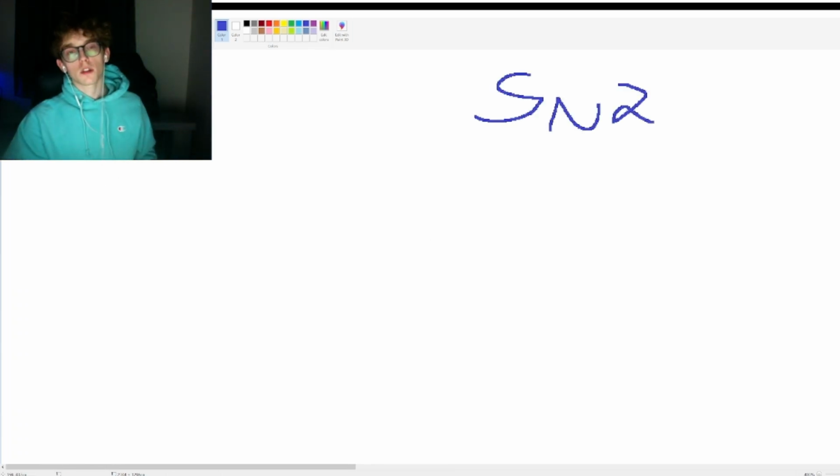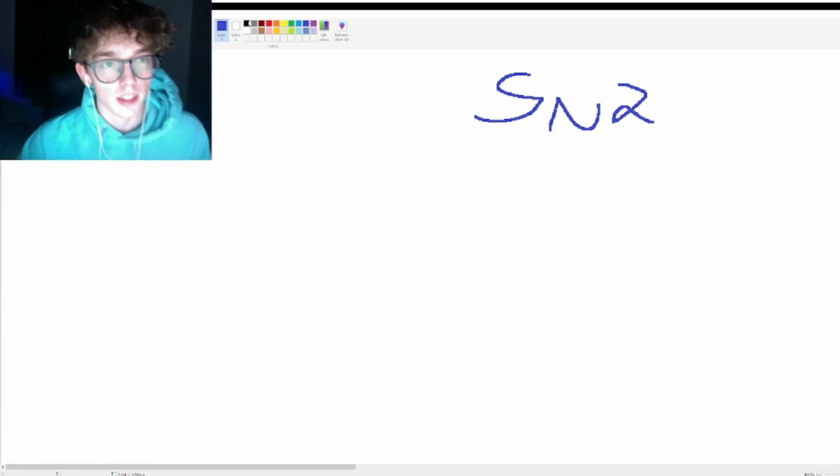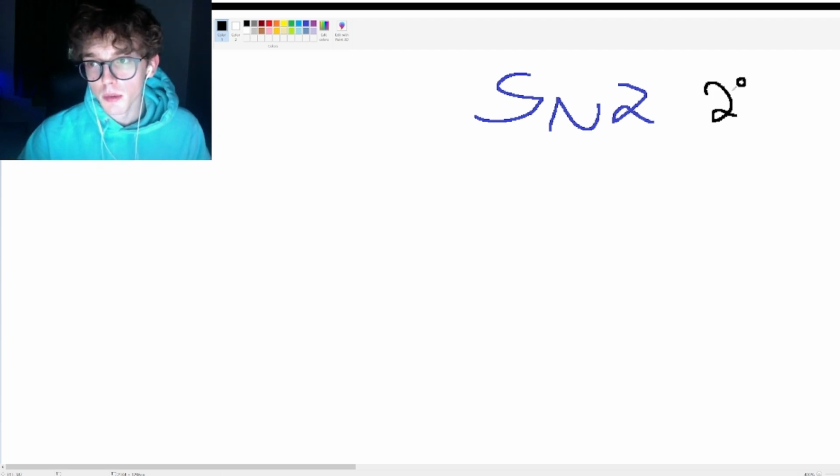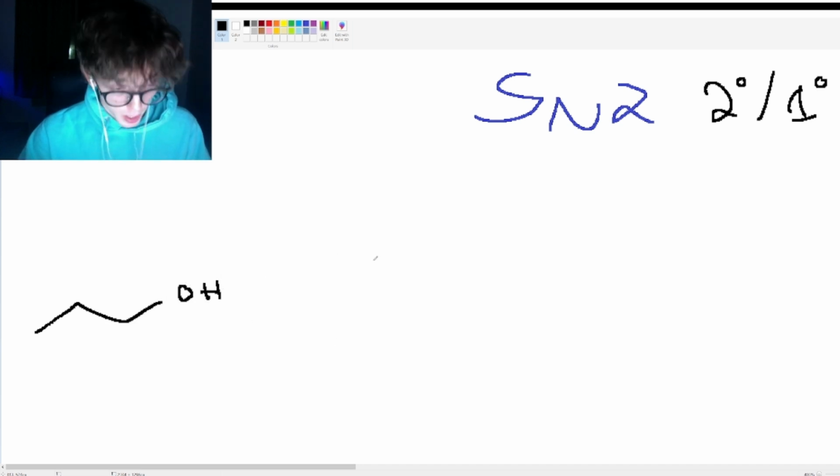Okay, now let's move on to SN2. Remember, SN2 is a bimolecular process, so as that leaving group is leaving, that nucleophile is coming in at the same time. This is going to be favored for secondary. Well, E2 would be preferred, but secondary can still happen. And then, of course, your primary alcohols.